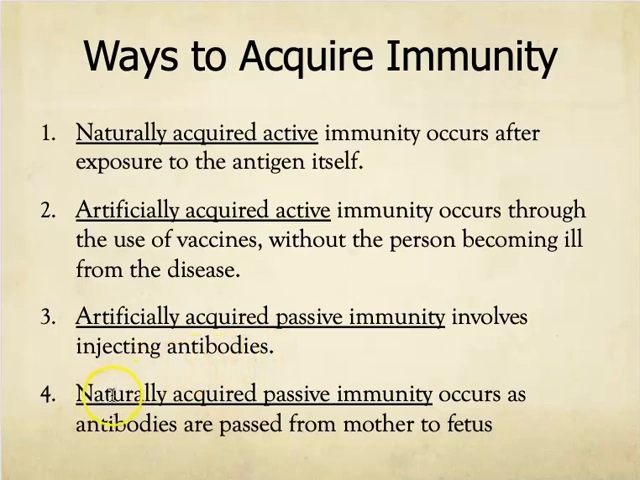And then there's naturally acquired passive, so it's natural, so you're not artificially inserting anything. So this occurs when antibodies are passed from mother to the fetus. However, it is passive because, again, the fetus itself is not producing the antibodies, it's just getting it from the mom. So again, if you're not producing antibodies yourself, you're receiving it from somewhere else, that's passive. If it's via an injection, it's artificial. If it's natural, again, that's just mom to fetus. Artificially acquired active is the vaccine, but you're still actively producing antibodies. And then naturally acquired active is when you simply get sick with something.